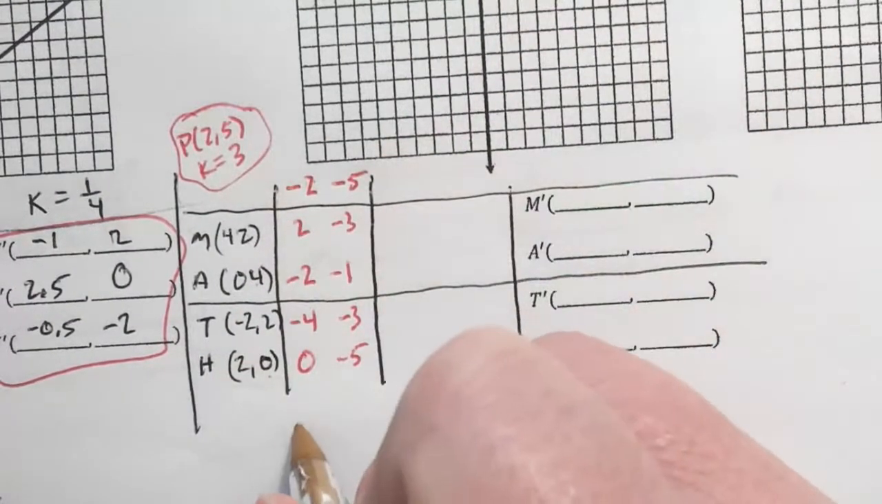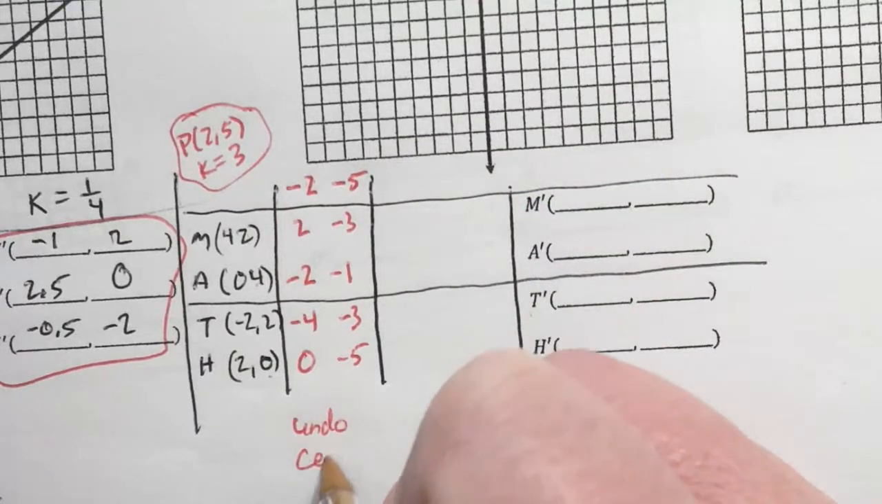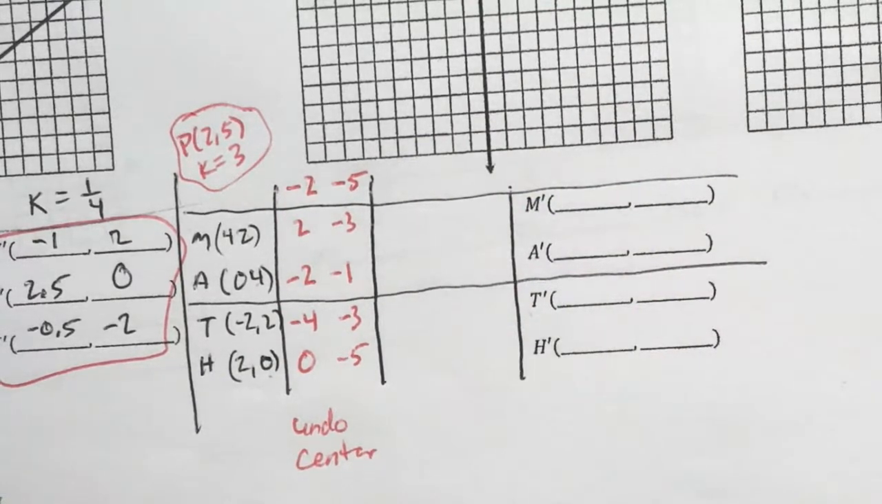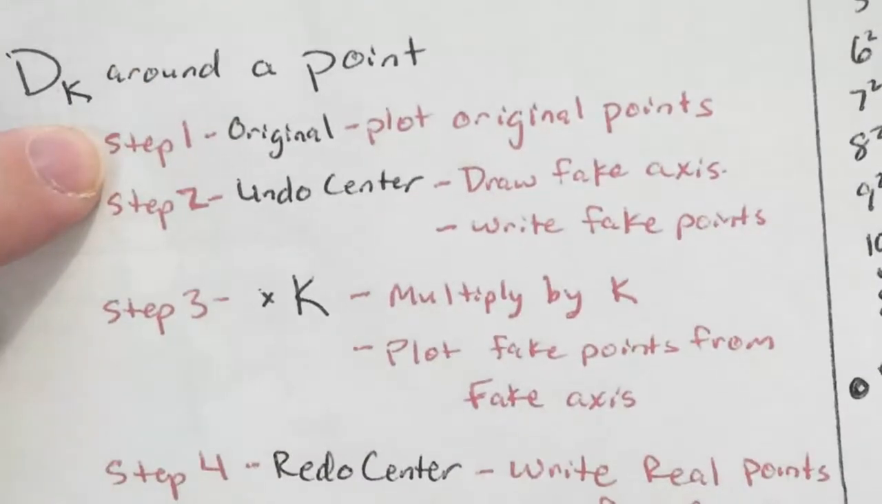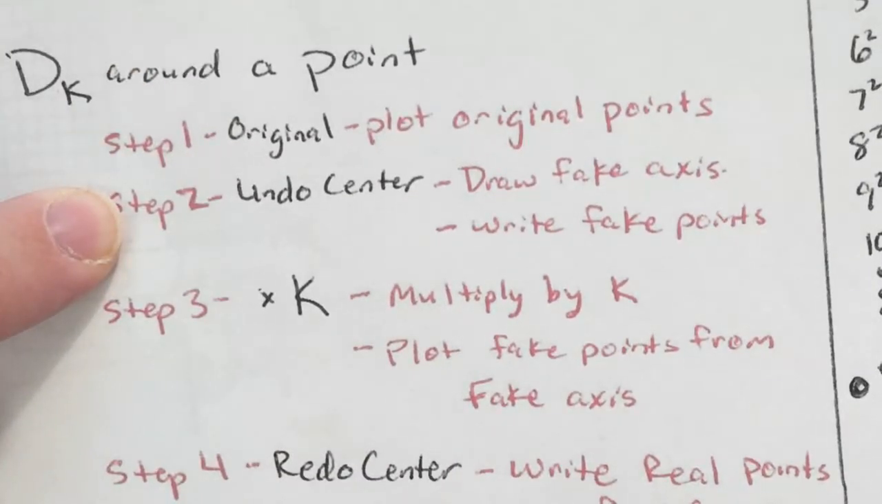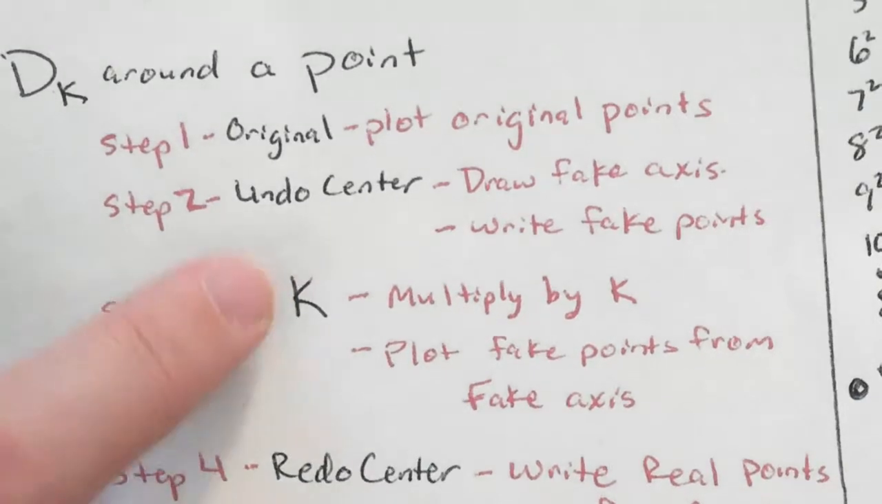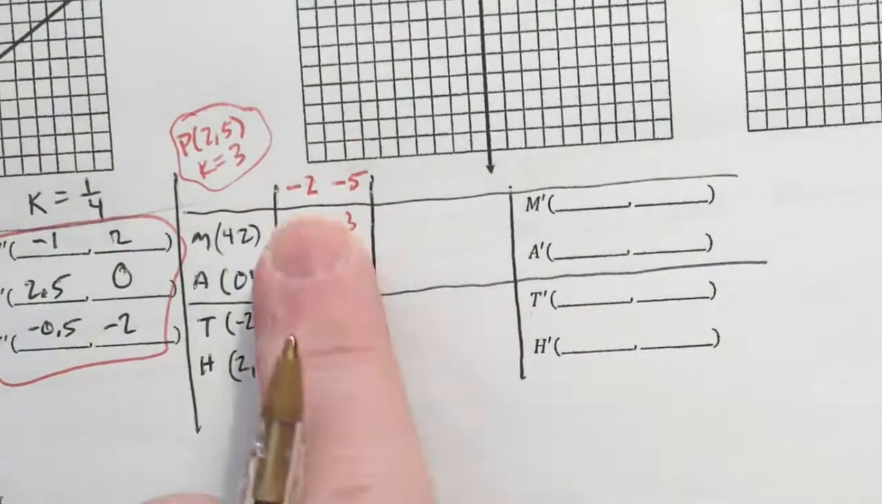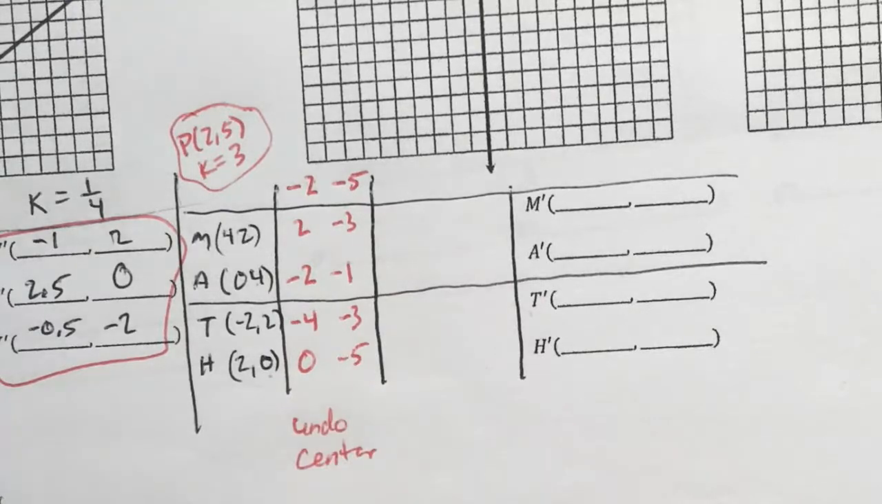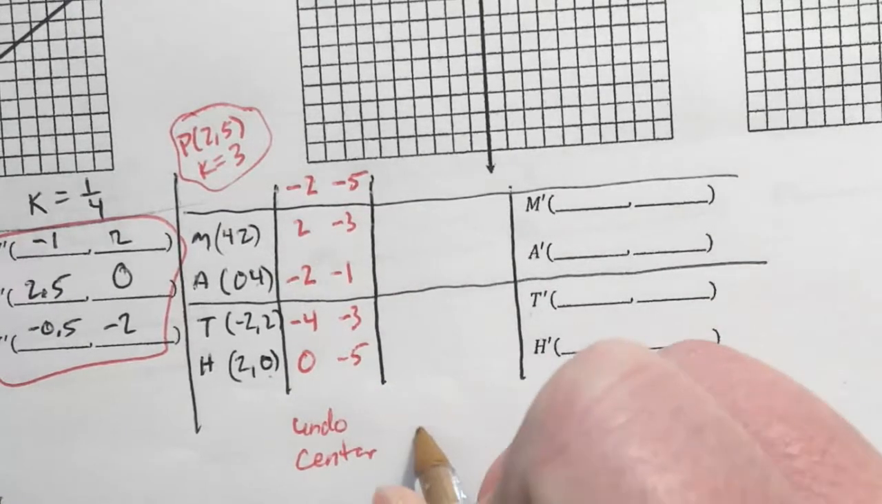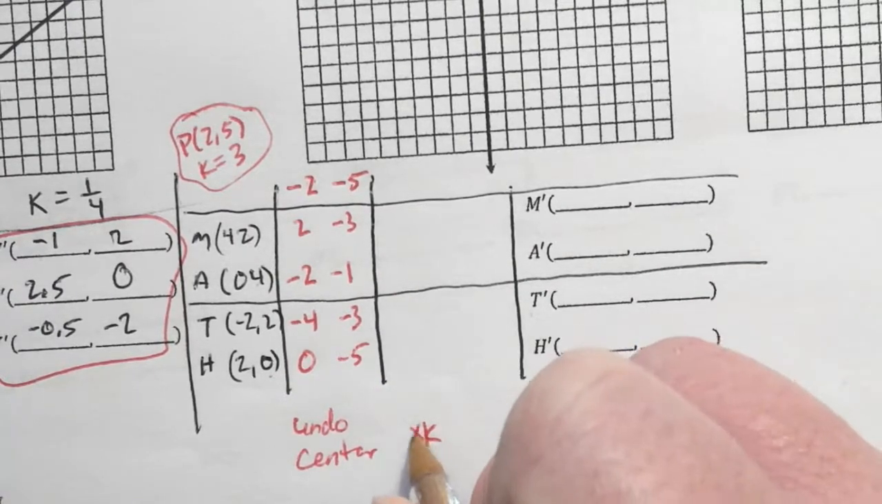Undo your center. That was the first thing we did. Okay, so the next step, so we have our original. Our next step was undo the center. Your third step is multiply by k. So now these are our points. We are going to do the center. So k, so we're going to multiply by k.